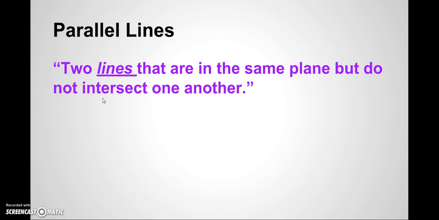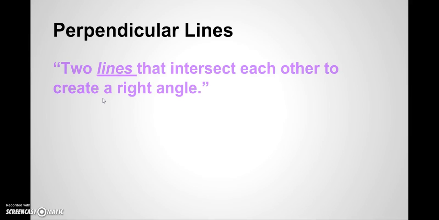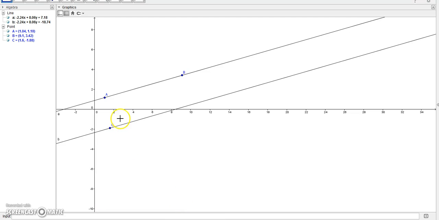Alright, the next term we want to know is parallel lines. Two lines that are in the same plane but do not intersect one another are called parallel lines. To give you a picture of this, I'm going to use GeoGebra again, because the idea behind parallel lines is that they'll never ever cross, and they're in the same plane.